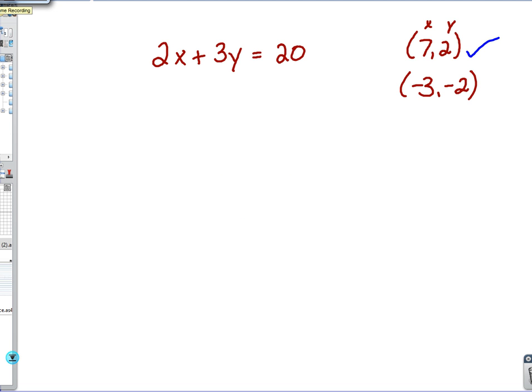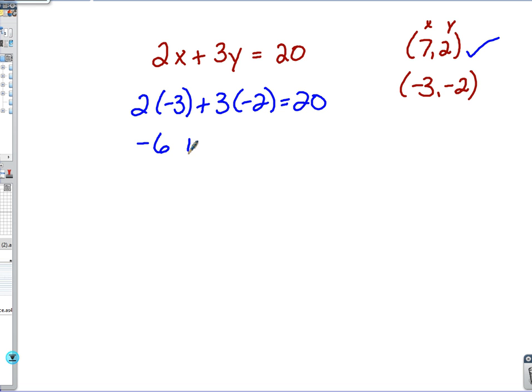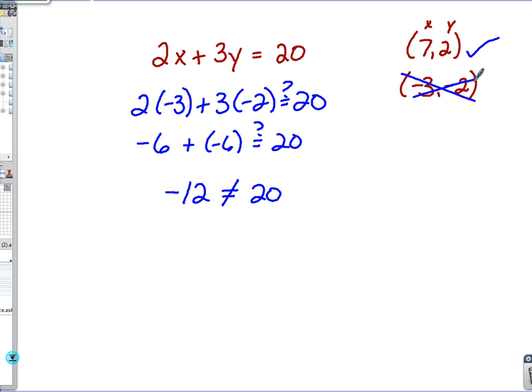Next, let's test (-3, -2). We take out x, we put in a -3, so we now have 2 times -3 plus 3 times -2 equals 20. Evaluating that gives me -6 plus -6 equals 20. And again, you can put question marks there if you'd like, because we're unsure. We see actually that -12 equals 20 is a false statement. That is not true. That symbol means not equal to. So therefore, (-3, -2) is not a solution to that equation.